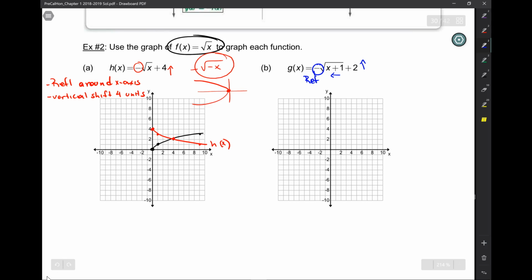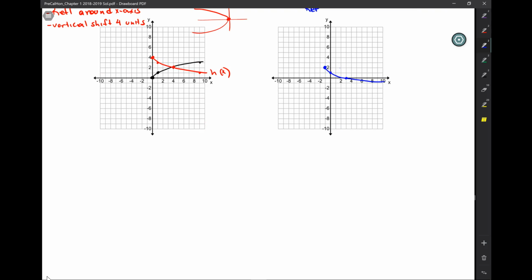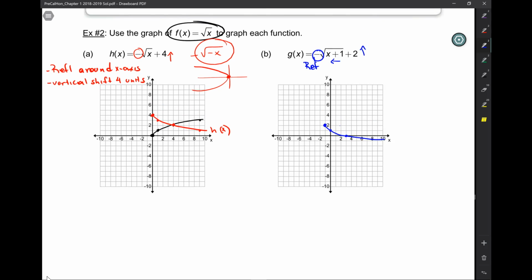So negative 1 and 2 here. All right, and it's a reflection, meaning, again, same thing. If I go over 1 space, I go down 1 space. But if I go over 4 spaces, I go down 2, and so on. And so that's how it looks. Have we used the calculator anywhere here? No, right? Because we understand what it looks like.